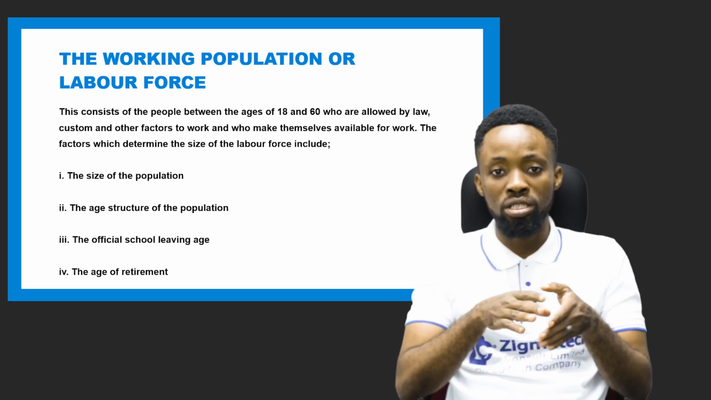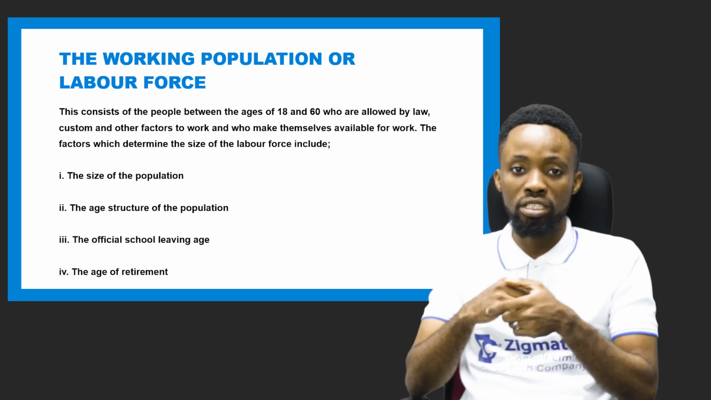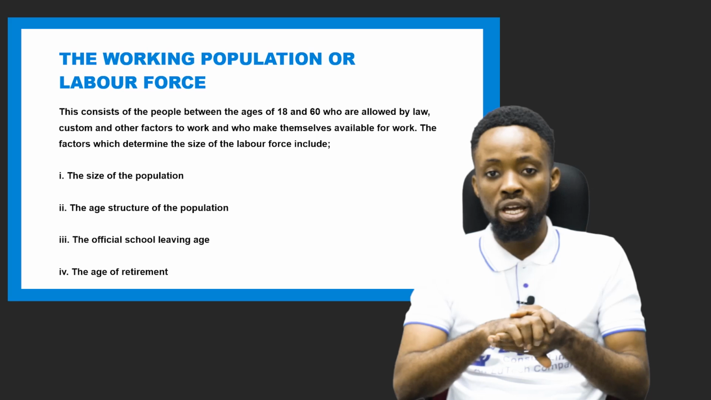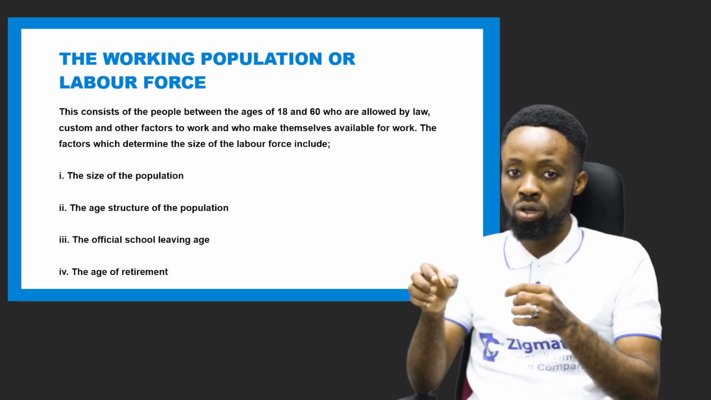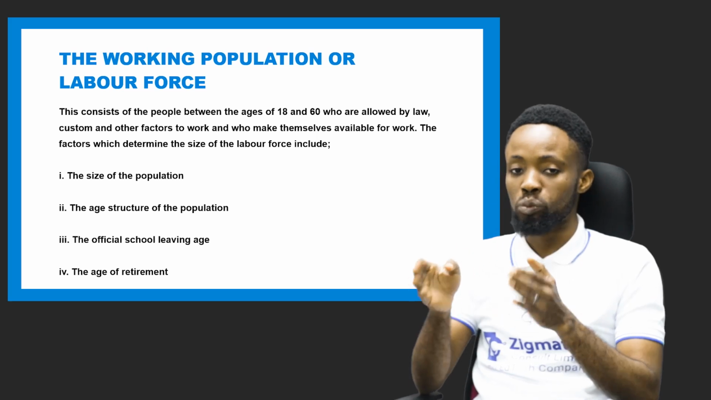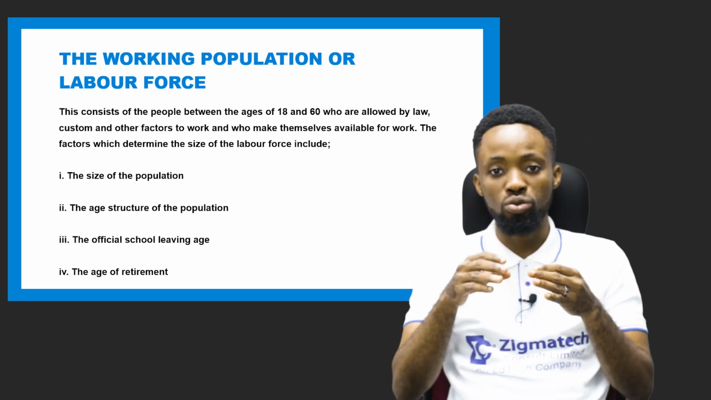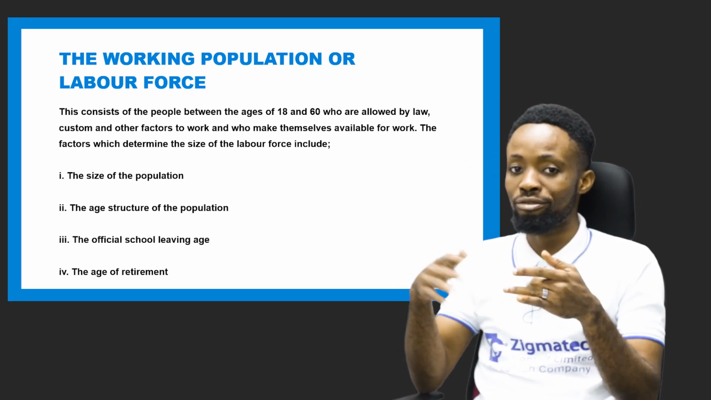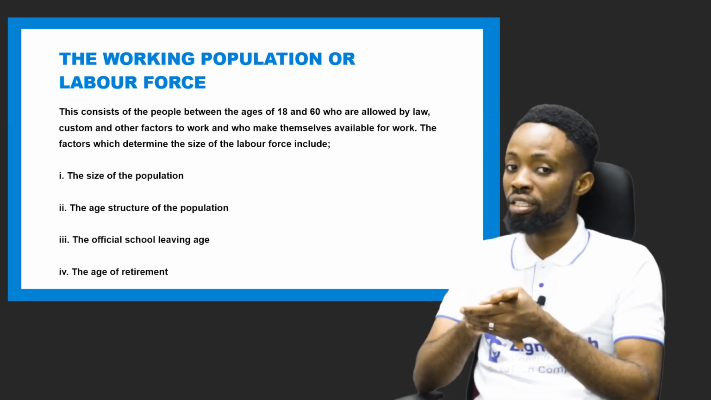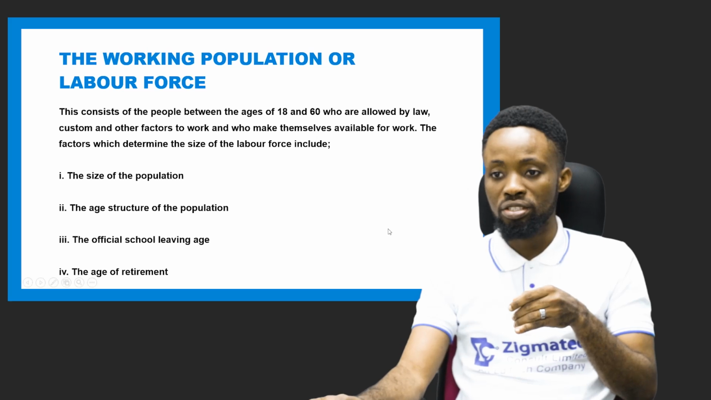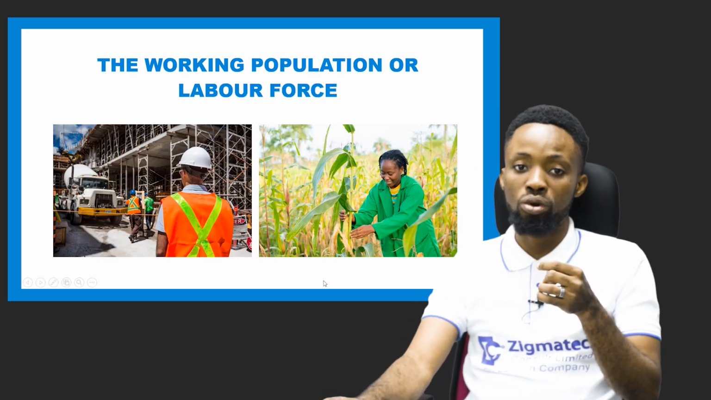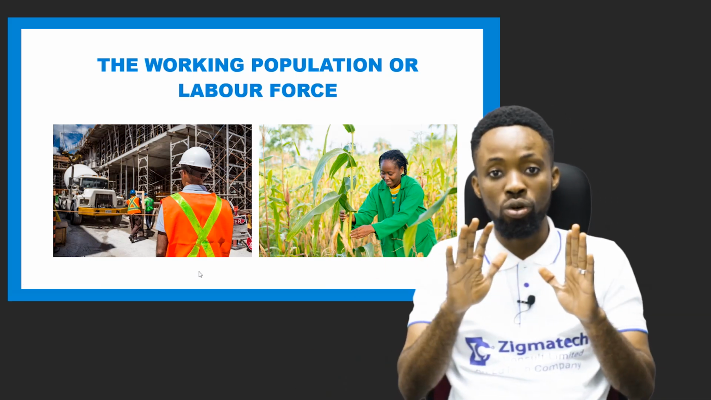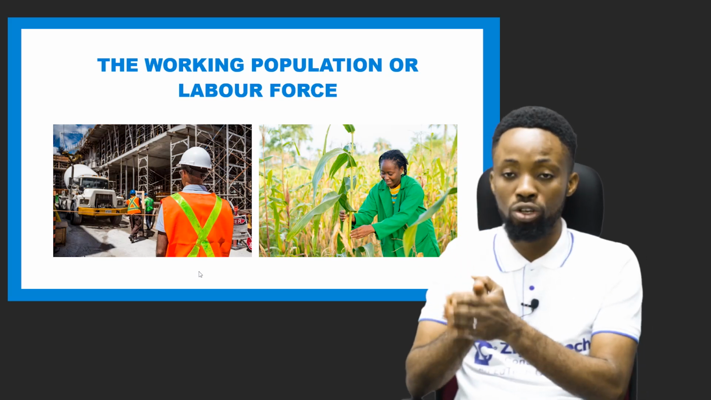And also the age of retirement. The higher the retirement age, the higher the possibility of having more workers in the labor force, because when people retire too soon, it will also affect the working population size. So countries where the age of retirement is usually extended to 60 tend to have more, compared to countries where it is pegged at 55 or 50 years. So this is a typical example of what the working population is, and it's just made up of people that can do any form of work, and they are permitted by the law of the country.